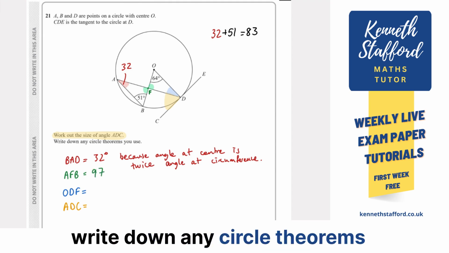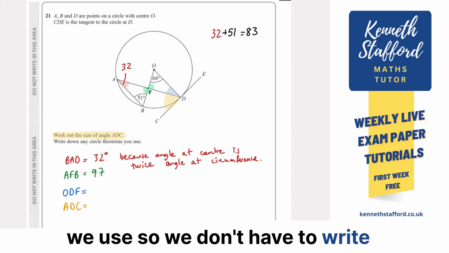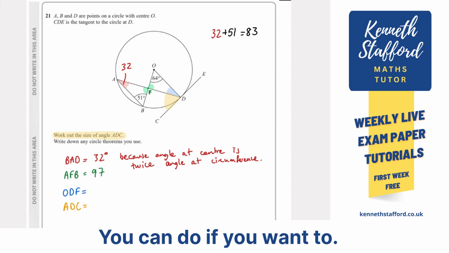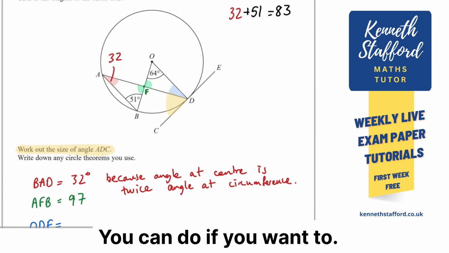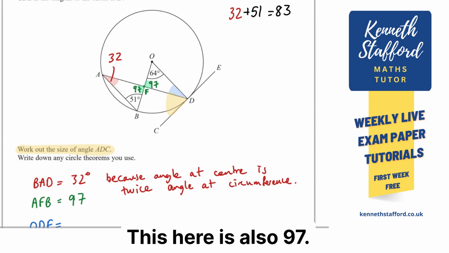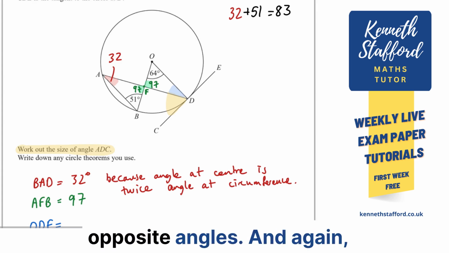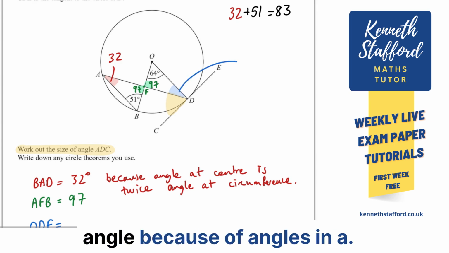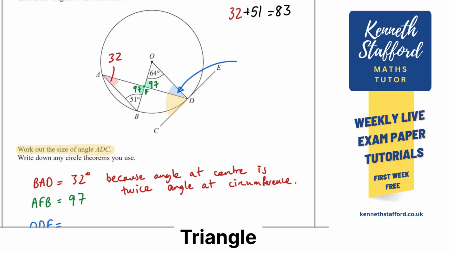And it says write down any circle theorems we use. So we don't have to write angles in a triangle add up to 180. You can do if you want to. So this is 97. This here is also 97. Those two are vertically opposite angles. And again, now we can figure out the blue angle because of angles in a triangle.